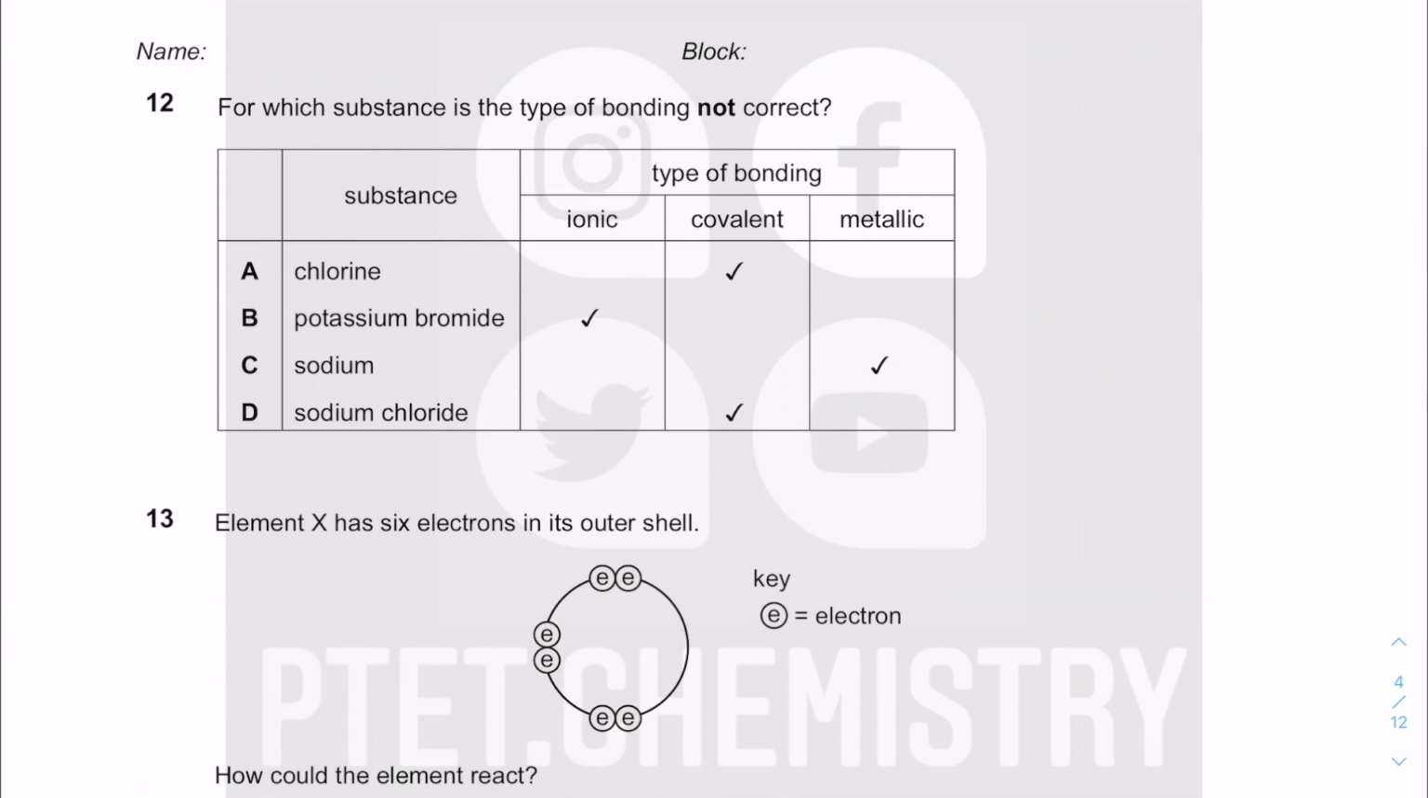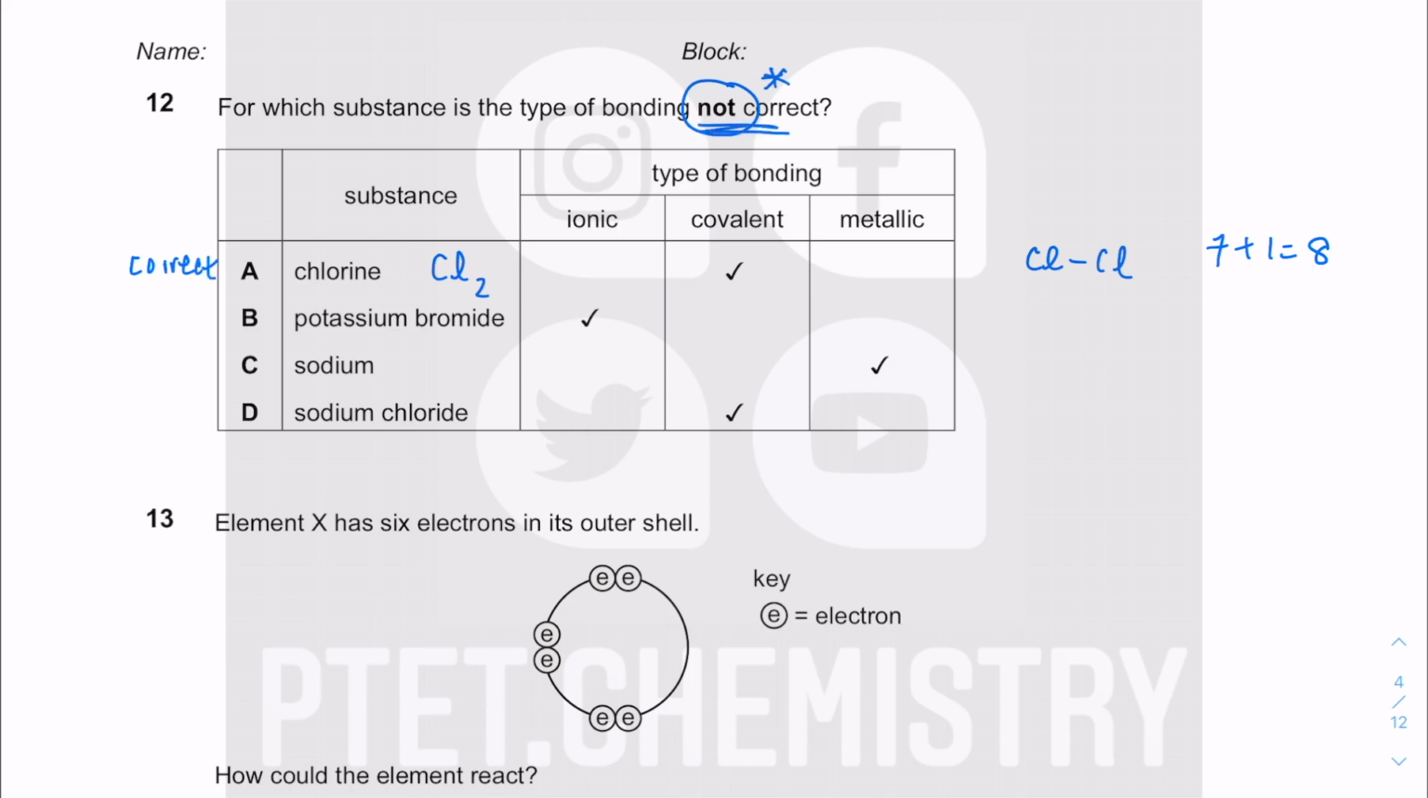Question 12. So for which substance is the type of bonding not correct? Not correct. Okay, so read very carefully. So chlorine exists as Cl2. 7 outer shell electrons, share 1 with each other. 7 plus 1 equal to 8 outer shell electrons. Each chlorine atom becomes happy. So this one is correct.